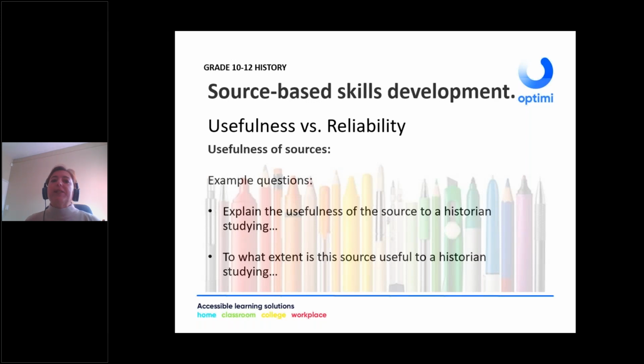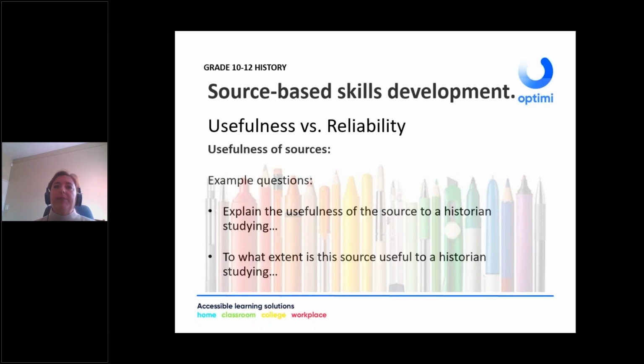Okay, so let's start with usefulness versus reliability. And I put the versus there because this is one of the things that confuses a lot of learners, is that they get confused between the terms of usefulness and reliability. So you need to know the difference when we ask usefulness and when we ask reliability. So first we are going to focus on the usefulness of sources.